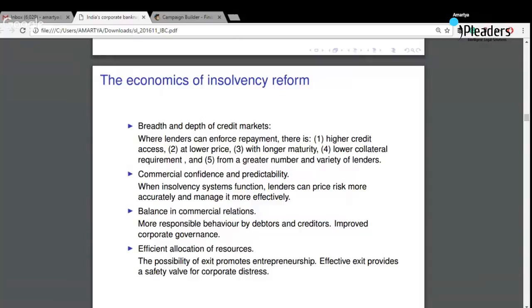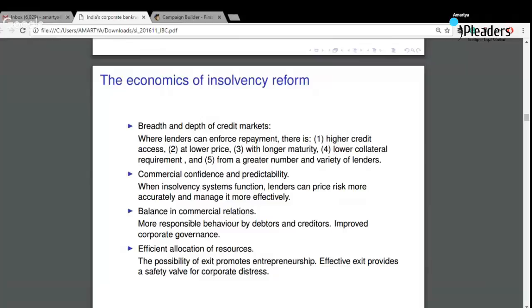There is credit access at a lower price because the lenders do not have to charge a very high rate of interest, because they know that if they have offered the credit, they can exit very quickly because there is a proper insolvency framework in place. The lenders need not have a very high collateral requirement because once again, they don't need that additional risk insurance because there is an insolvency exit framework in place. And also credit is available from a greater number and variety of lenders because all lenders can then take recourse to the insolvency reform to recover their dues.